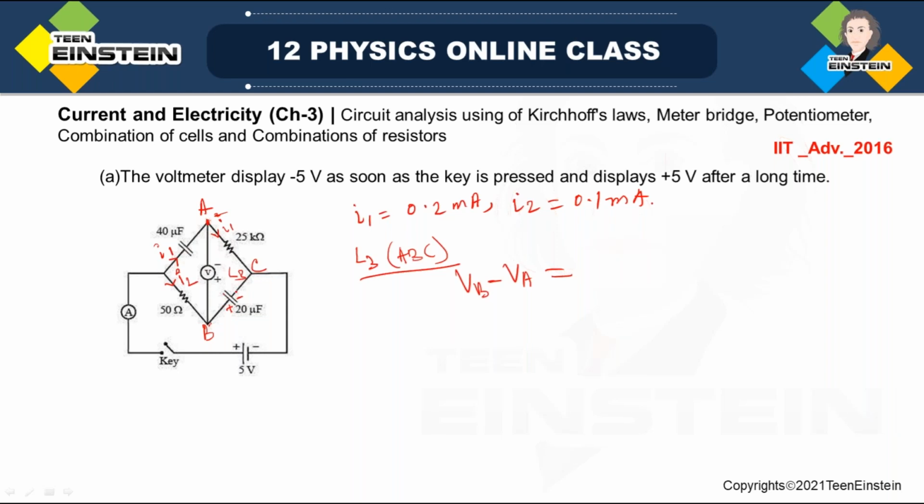That is what I'm taking, as soon as the key is pressed. So that's why I'll take 25,000 into I1, simply this one. So VB minus VA itself will show you the voltage of this particular voltmeter.